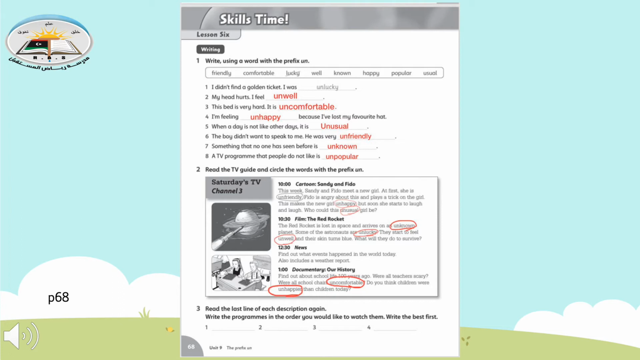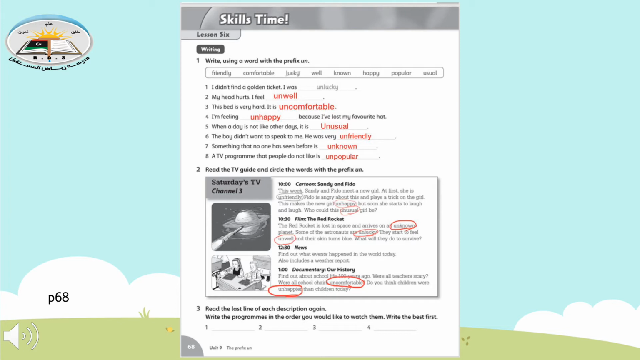So the answers all over again. Number 2, we take well and we add un, so it turns to unwell. Number 3, we take comfortable and add un, so it turns to uncomfortable. Number 4, we took happy and add un, so it turned to unhappy. Number 5, usual becomes unusual. Number 6, friendly becomes unfriendly. Number 7, known becomes unknown. Number 8, popular becomes unpopular.